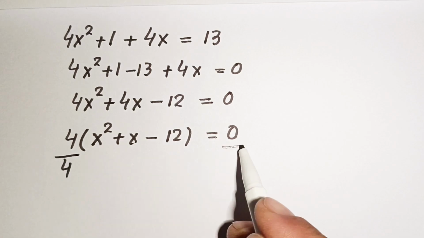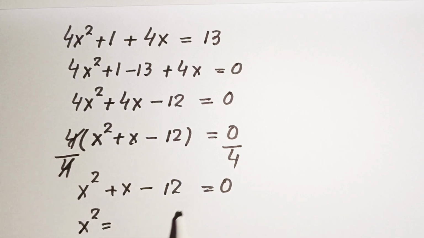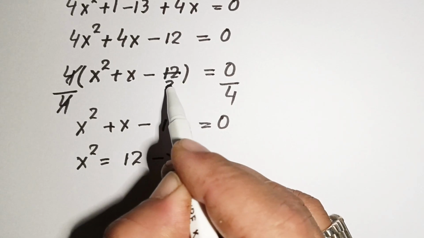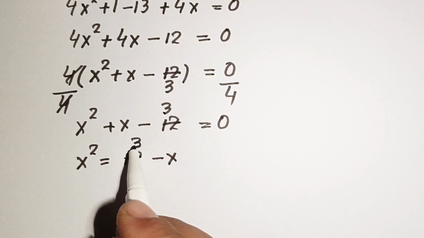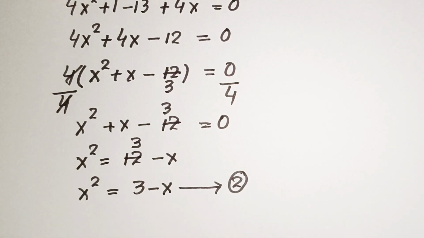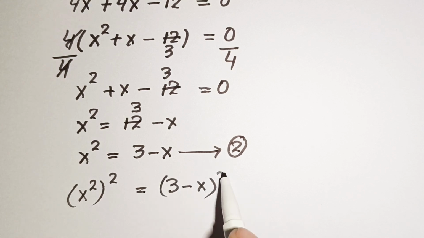Now dividing both sides by 4, we can cancel, so x squared plus x minus 12 is equal to 0. Sorry, here it is not 12 but it is 3, because we just took 4 common, so here it is 3. Now x squared is equal to, shifting these two terms, 3 minus x, so suppose it is our equation number 2. Now x squared is equal to 3 minus x, so if we take squares on both sides, then here it will be 3 minus x whole squared.